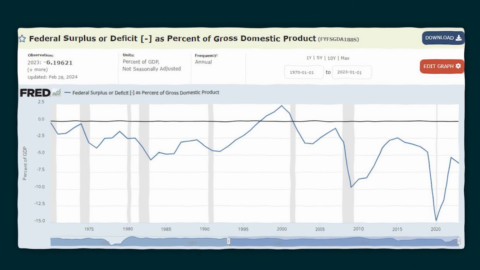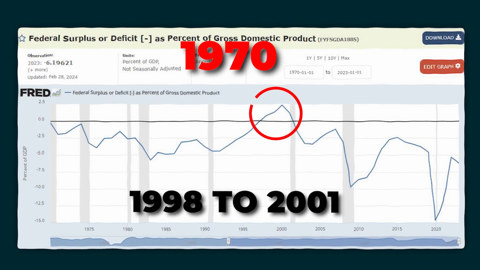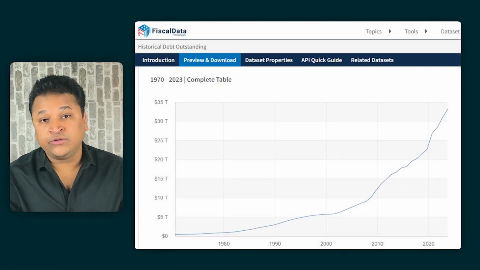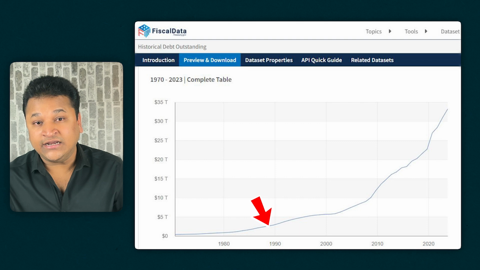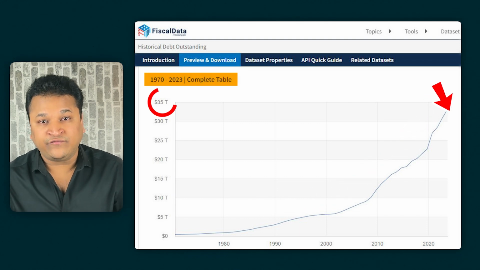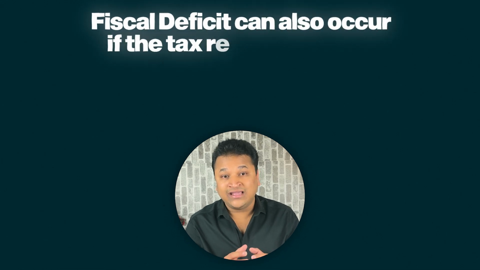As you can see, the United States has been consistently running a fiscal deficit since 1970, except for a period of 4 years from 1998 to 2001. This means, on an average, United States has been spending more than its tax revenue by anywhere between 2 to 5% of its GDP. And the fiscal deficit has led to accumulation of debt from $400 billion in 1970 to $33 trillion in 2024.